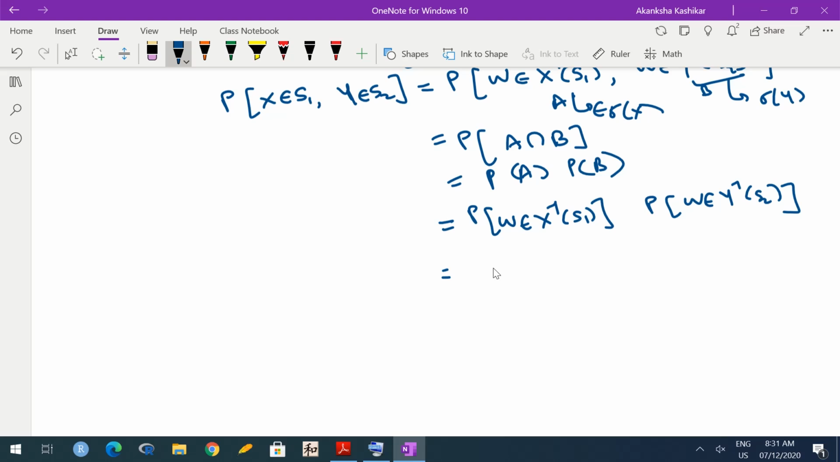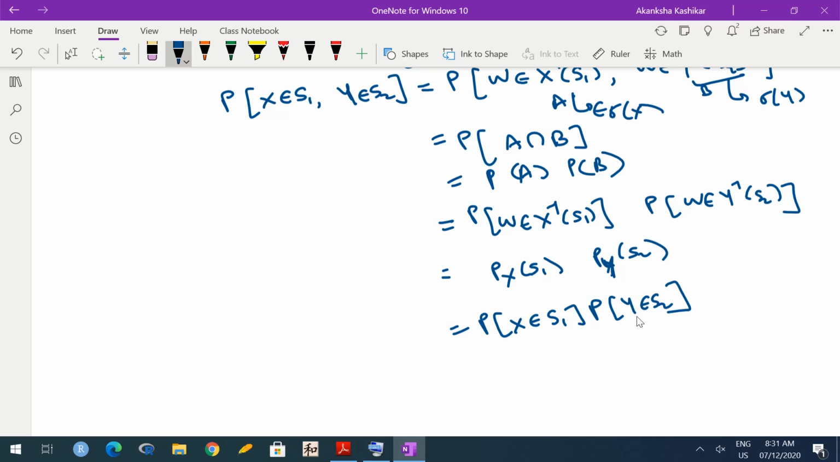So this is, we can say, P(x ∈ S1) and P(y ∈ S2). P(x ∈ S1) is the probability of x in S1 and this is the probability of y in S2. Okay, so this is exactly what we have been using. Hence, the definition of independence that you have studied in BSc is equivalent to the definition of independence that we stated today in terms of sigma fields.